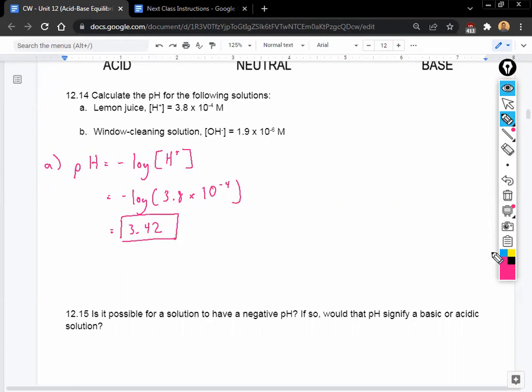All right, I'm gonna have you guys do part B. It's the harder one because I need to know how to do this too. So I need you guys to solve this for me. Teach me how to do part B. Okay, you got window cleaning solution, and the hydroxide concentration is 1.9 times 10 to the negative 6 molarity. So I'll give you guys maybe about 30 seconds, or actually I'll give you a minute to do that. 30 seconds is too short.